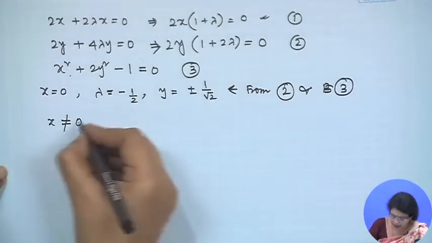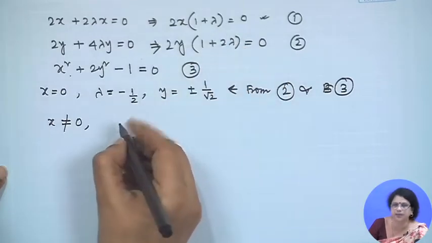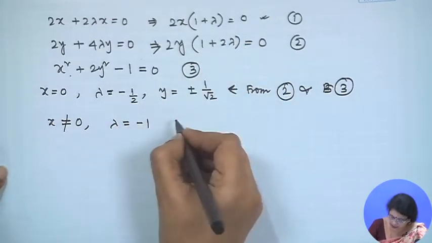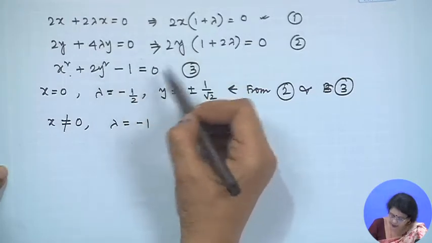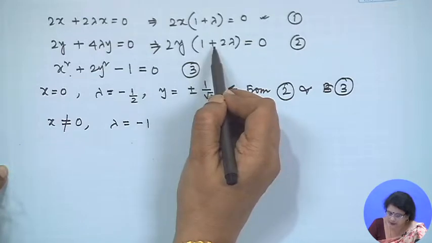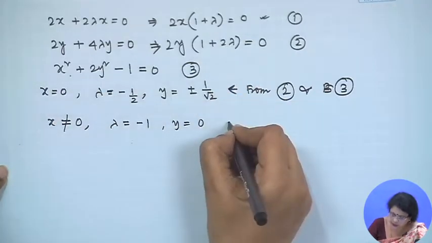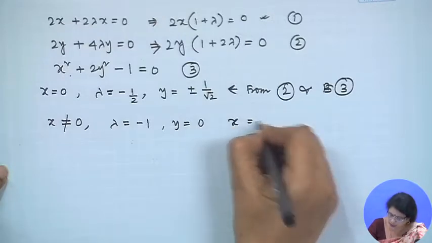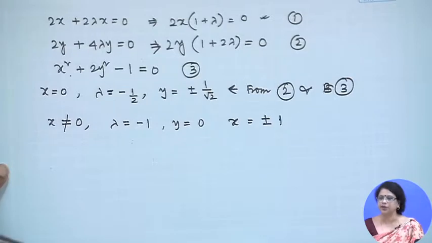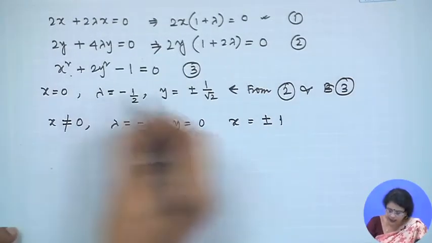Okay. And if x is not equal to 0, then 1 plus lambda must be equal to 0. That is why we are getting lambda is equal to minus 1, and from here if lambda is equal to minus 1, then we are getting that y is equal to 0. If y is equal to 0, then x would be equal to plus minus 1. Okay, that is the condition. Now, from here how many points we are getting? We are getting 4 points.